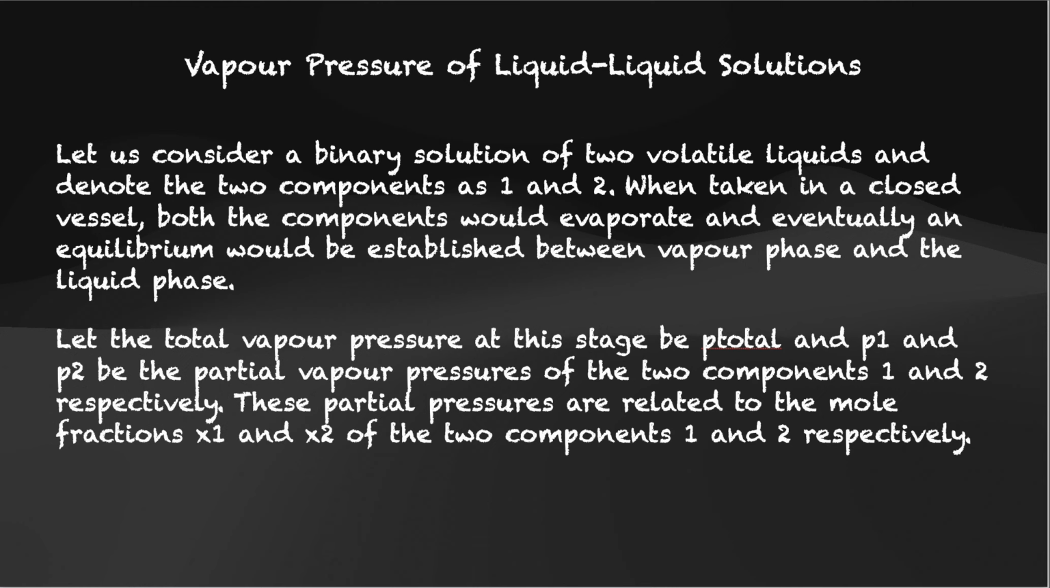Let the total vapor pressure at this stage be P total, and P1 and P2 be the partial vapor pressures of the two components 1 and 2 respectively. These partial pressures are related to the mole fractions chi1 and chi2 of the two components 1 and 2 respectively.